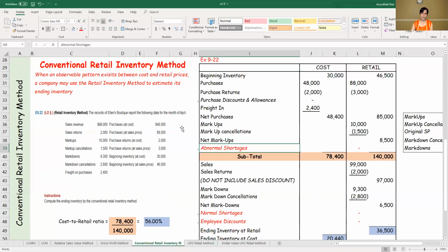So with that, this particular lesson is over. And in the next lesson, we're going to talk about the conventional retail method again. We'll talk about the cost method. And we'll also talk about the LIFO retail method, which gets a little more complicated. Not very complicated, but it's a little more complicated than the conventional retail inventory method.